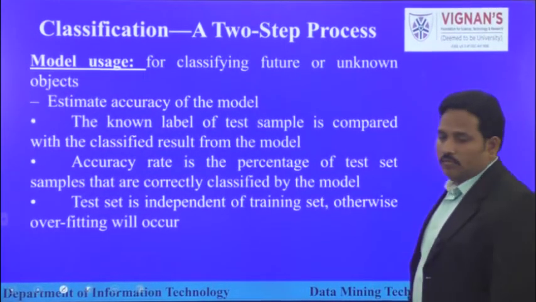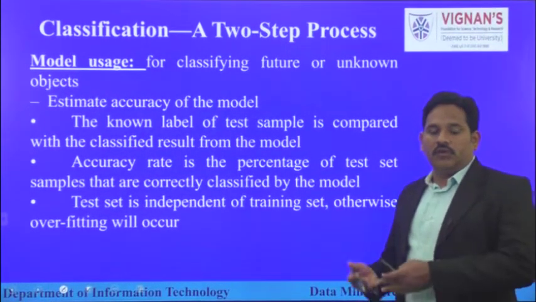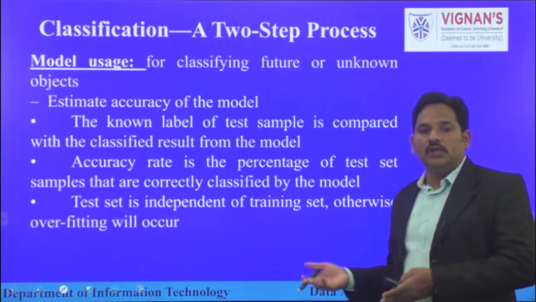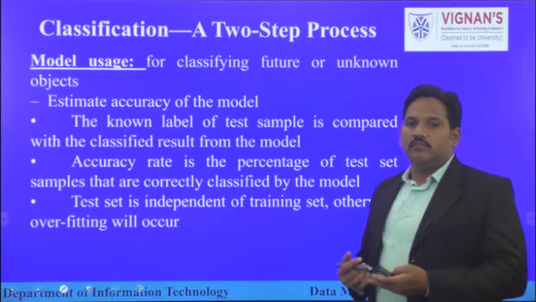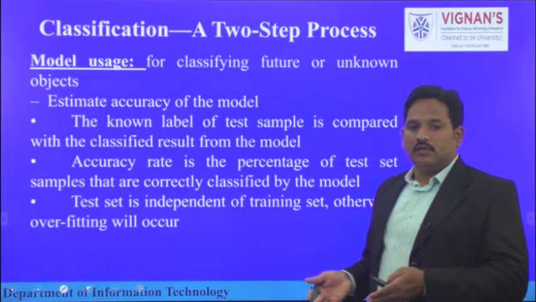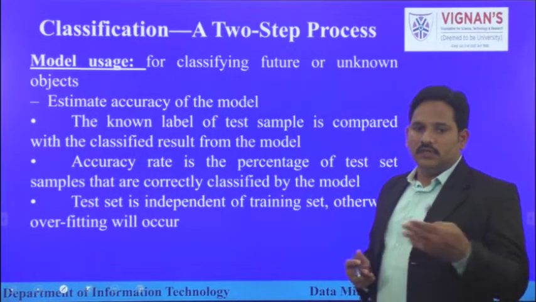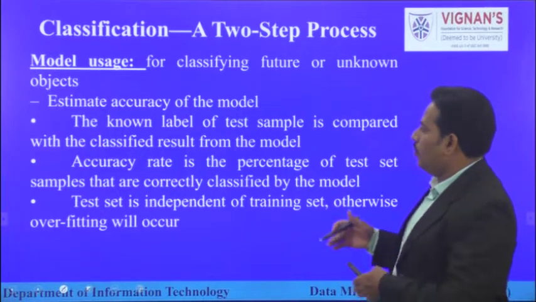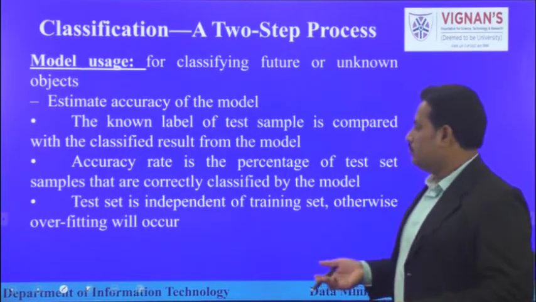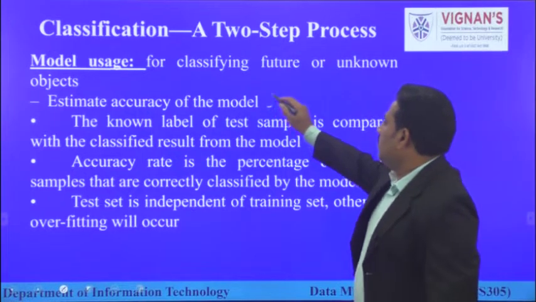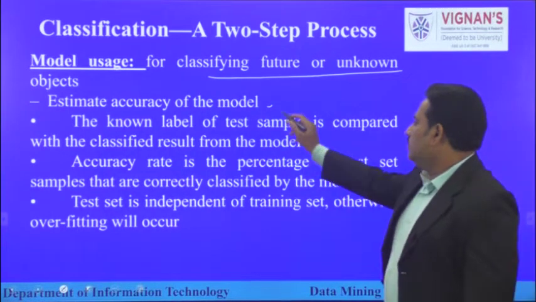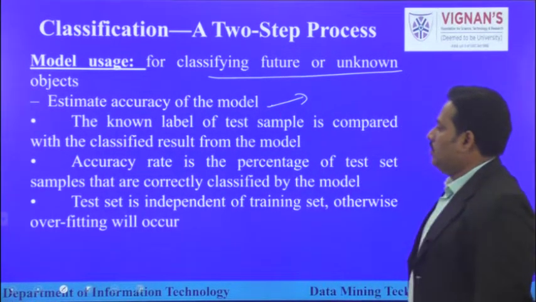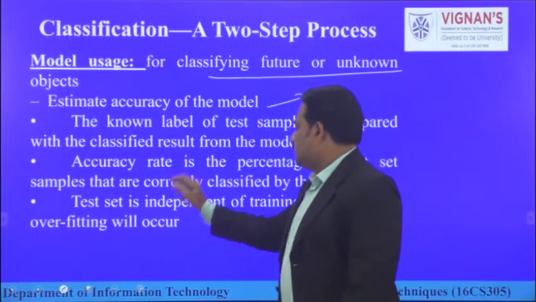When it comes to the second phase, that is model usage. Whatever knowledge we have taken into consideration and we constructed a model, now that model is going to be applied on the unlabeled data. We have the marks of the student, but we don't know whether the student passed or failed. Manually we can do it, but here I am requesting the program to answer. That is, we want to write a program so that it will fill the value. So we estimate the accuracy for classifying future or unknown objects. We can estimate the accuracy of the model. The known label of the test sample is compared. Here we are taking the test set.